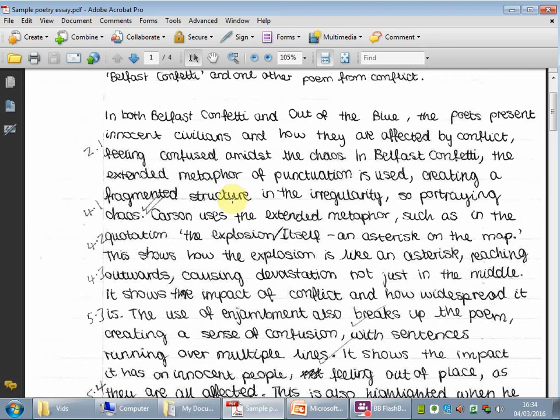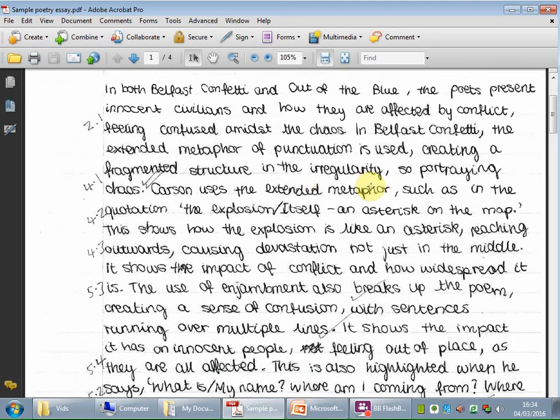"In Belfast Confetti, the extended metaphor of punctuation is used, creating a fragmented structure in the irregularity, so portraying chaos." Right, so here you've got a more specific point for Belfast Confetti. Nice use of language technique, the extended metaphor of punctuation, where it refers to things like asterisks, full stops, that sort of thing in the poem. It uses the idea of punctuation and language to explore confusion. If you don't understand that, go back and look at the poem and see what I mean.